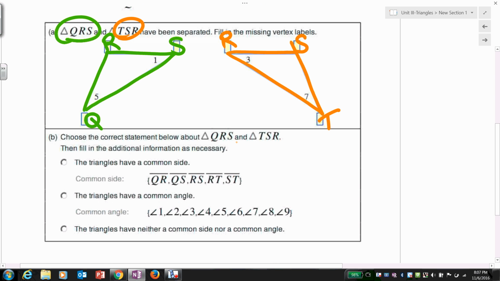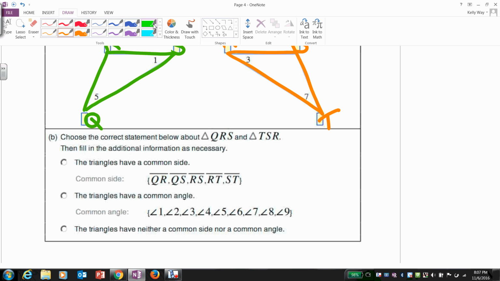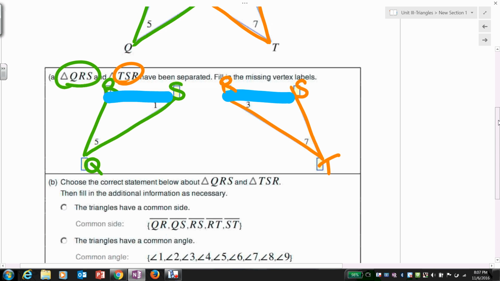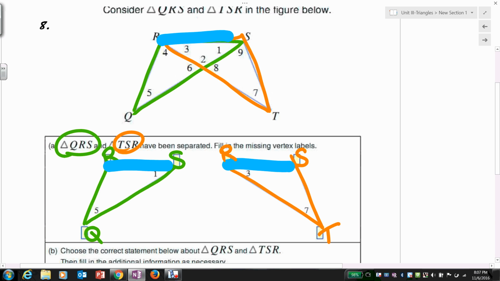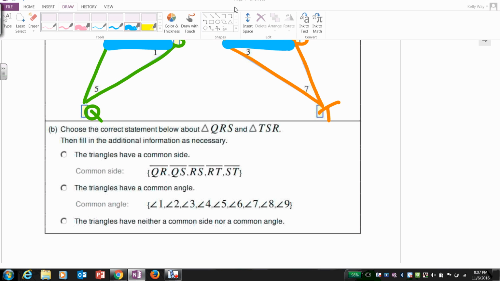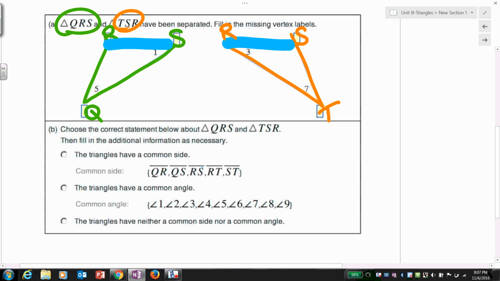It says choose the following statements about the 2 triangles. The triangles have a common side. Yes, if you look very carefully, right here, do you see RS? Do you see RS? If you look back at the original, RS is shared. That's called a common side. So we have here, yes, common side is RS.